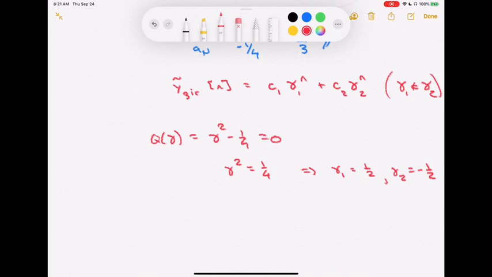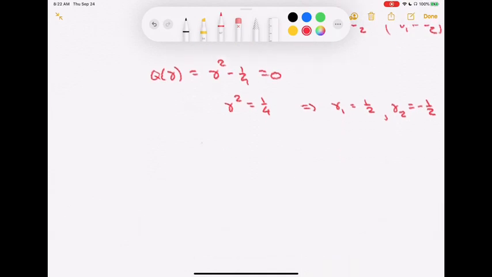The corresponding characteristic modes are going to be gamma 1 to the n, which is going to be (1/2)^n, and the other one is gamma 2 to the n, which is (-1/2)^n. Something may be worth noting here.